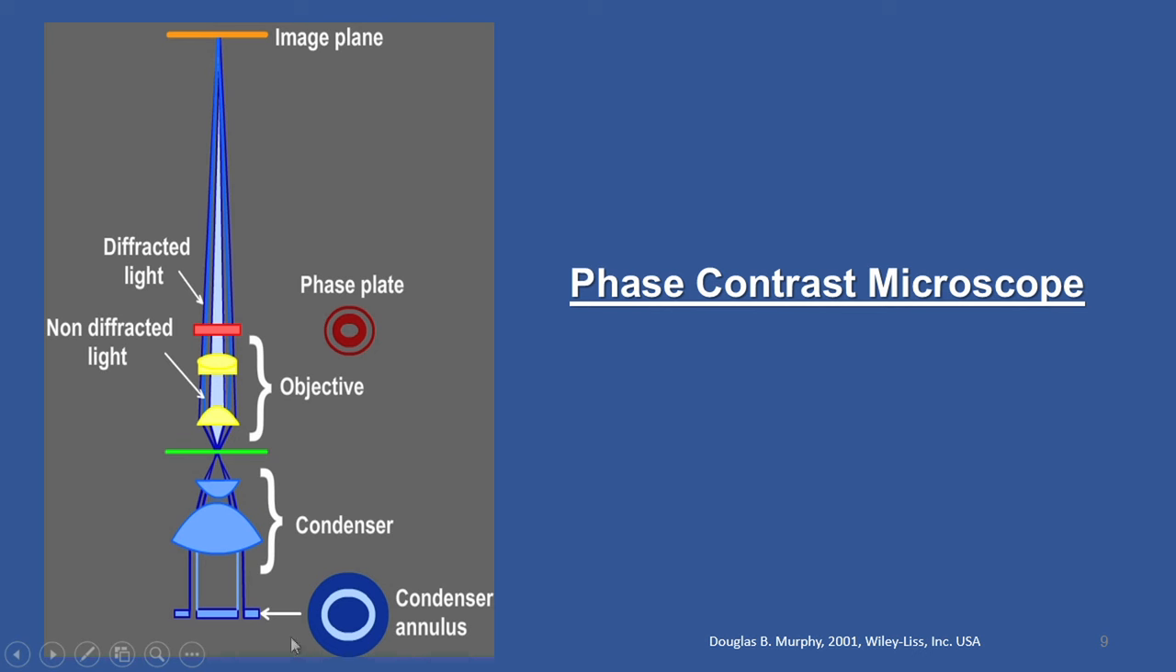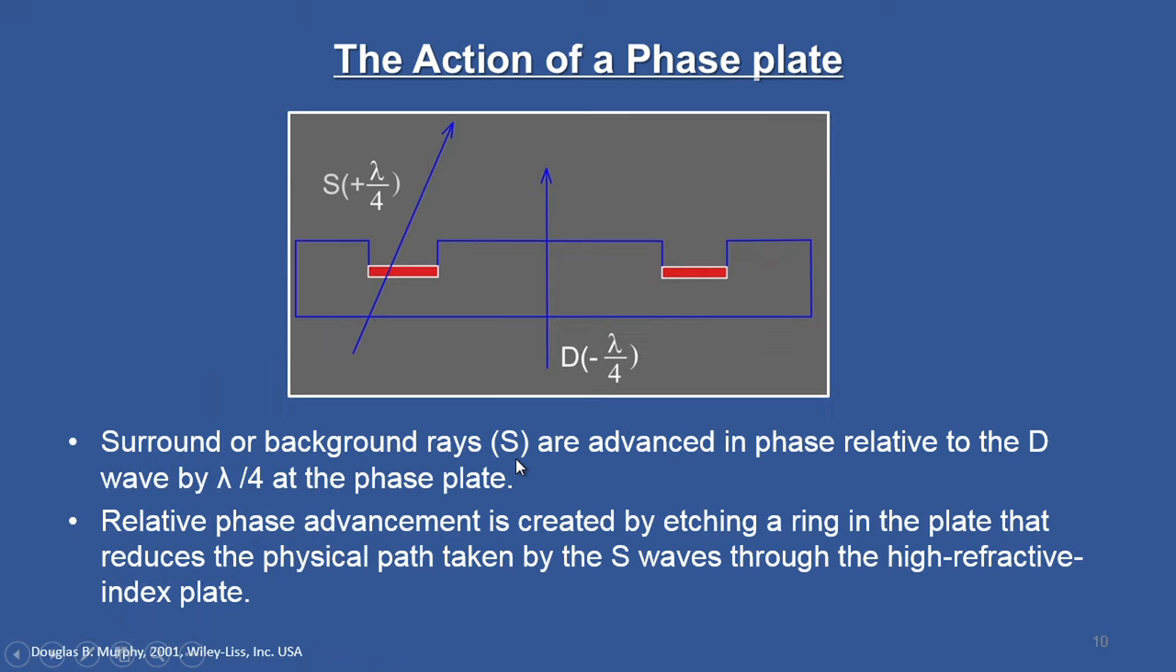This is a similar optical design, shown in another reference. I just brought it for completion. You have the phase plate here, and again a condenser annulus here. So, let us look at the action of a phase plate. This is a typical phase plate, and you see that light rays are passing through it.